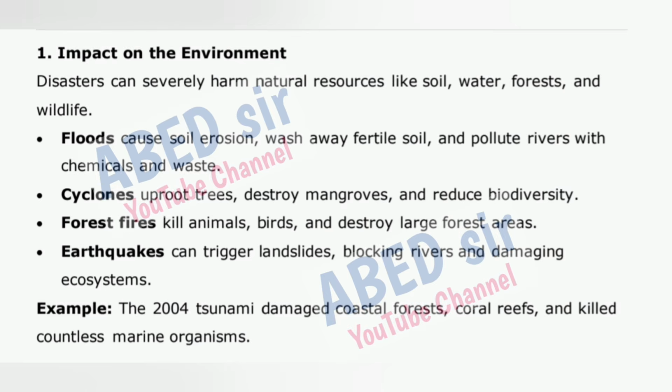1. Impact on the environment. Disasters can severely harm natural resources like soil, water, forests, and wildlife. Floods cause soil erosion, wash away fertile soil, and pollute rivers with chemicals and waste. Cyclones uproot trees, destroy mangroves, and reduce biodiversity.